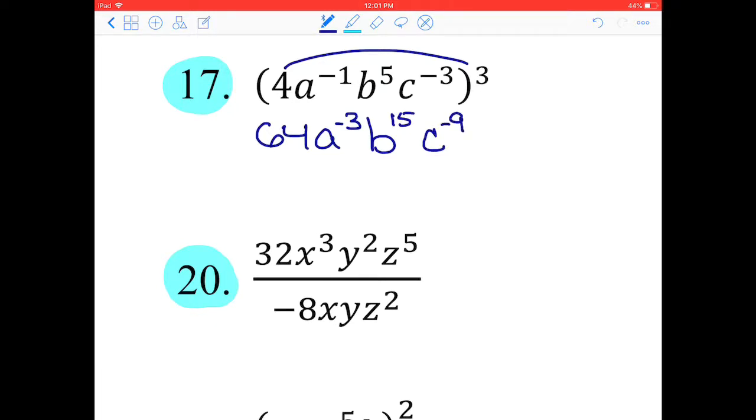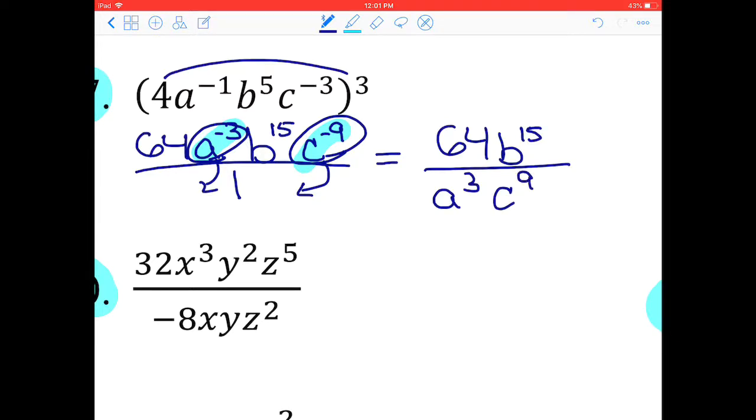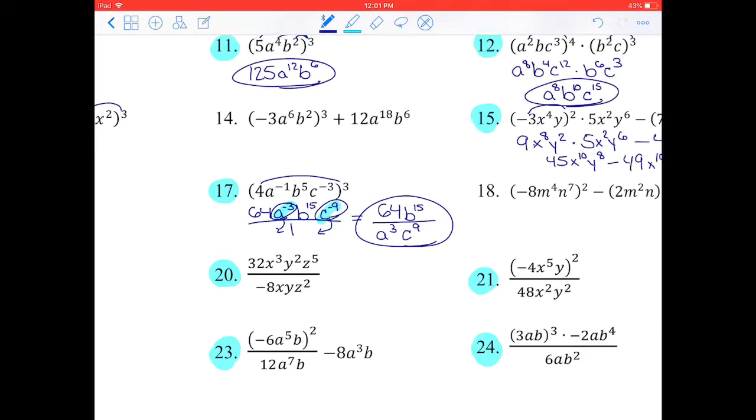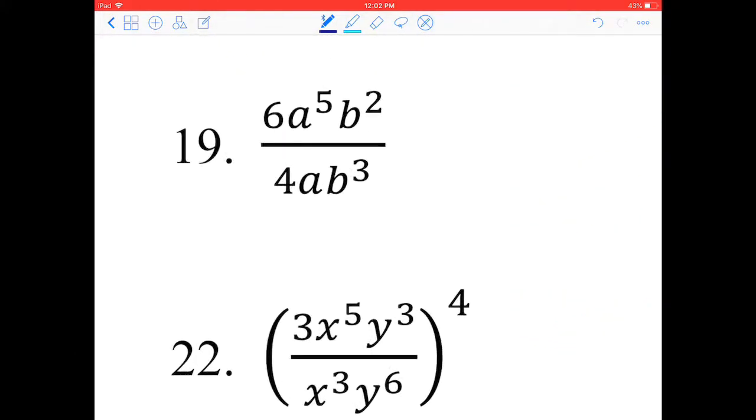Okay, so this is our almost final answer, but we do have the negative exponents. We need to cross the line, change the sign with both of these. So let's put this over 1 so we can make it a fraction. This is going to move, and this is going to move. Okay, so all we have left in the top is the 64 and b to the 15th power. To the bottom, we're moving a cubed, becomes positive now, and c to the 9th. Final answer. 18 is even, not highlighted, so we're skipping to 19.